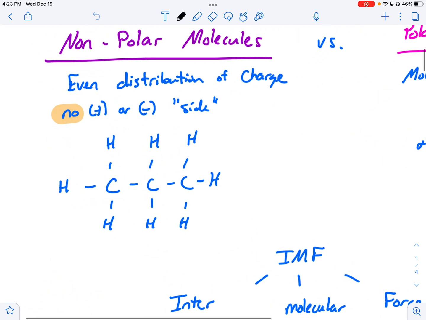A nonpolar molecule like this C3H8 will have a very even distribution of charge. So if you imagine a sea of electrons around this molecule, none are going to be tugged to one side or the other, a very even distribution of charge, therefore it's nonpolar.